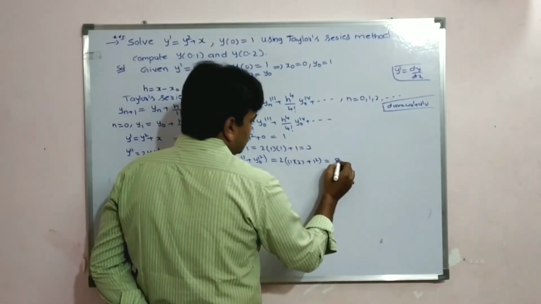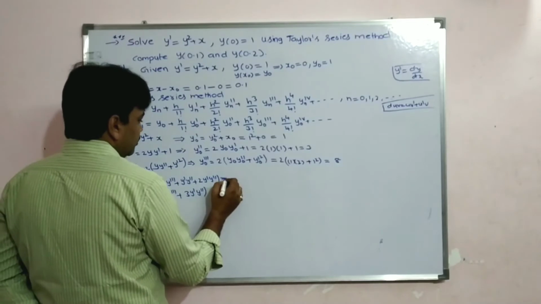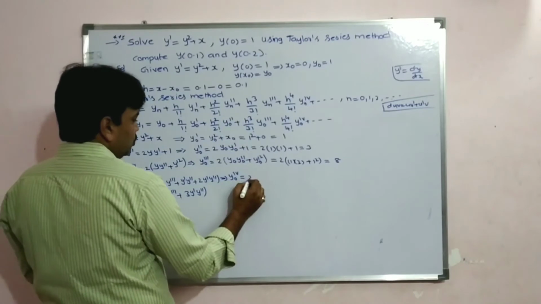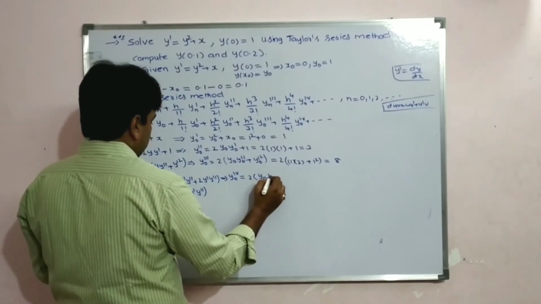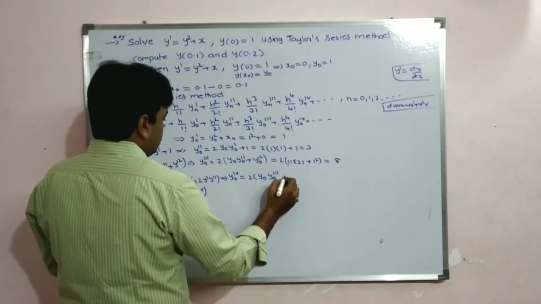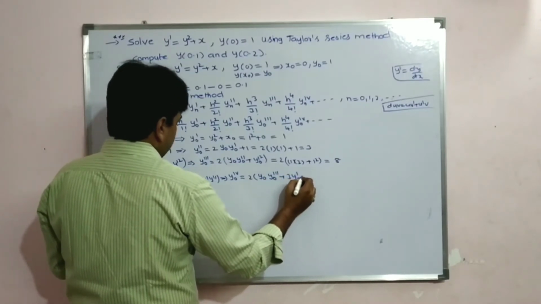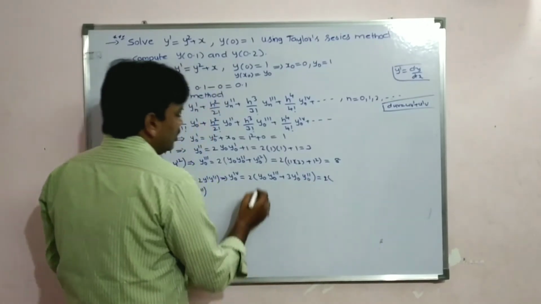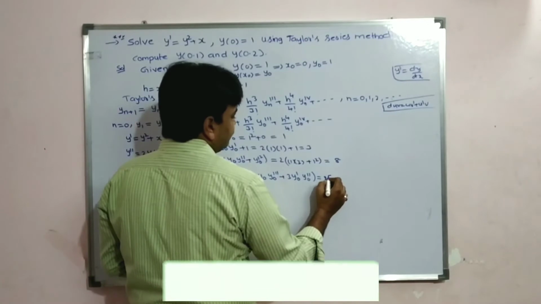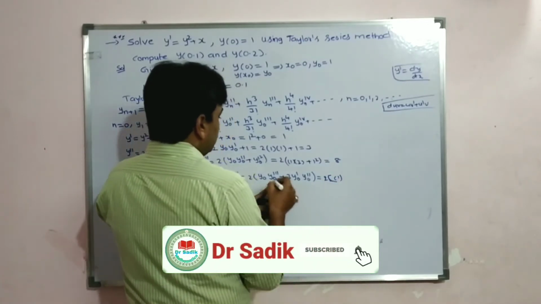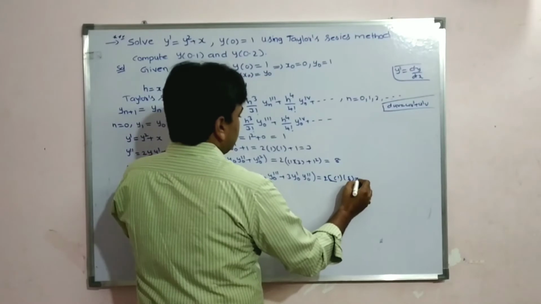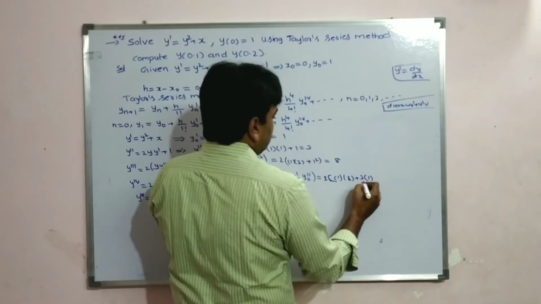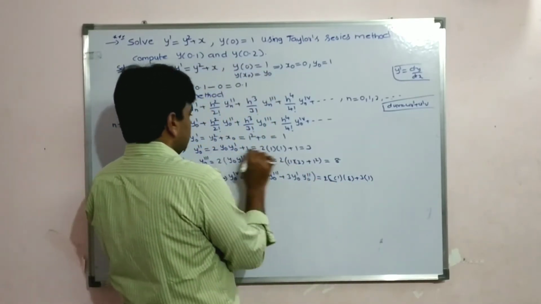Now here y naught power 4, students. So 2 into y naught triple dash plus 3 into y naught dash y naught double dash. That is equal to 2 into y naught, students, y naught value is 1, y naught triple dash 8, plus 3 into y naught dash value 1, y naught double dash value 3.